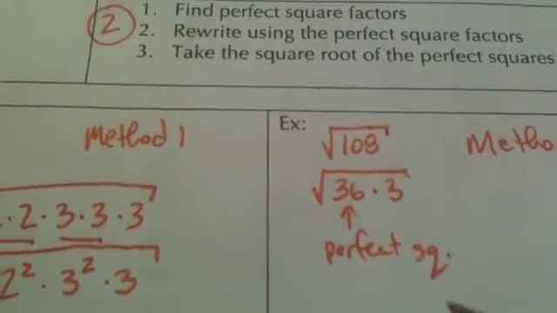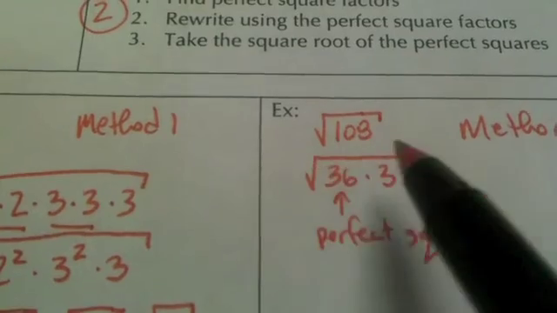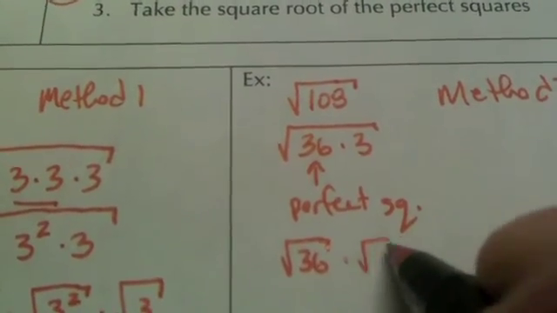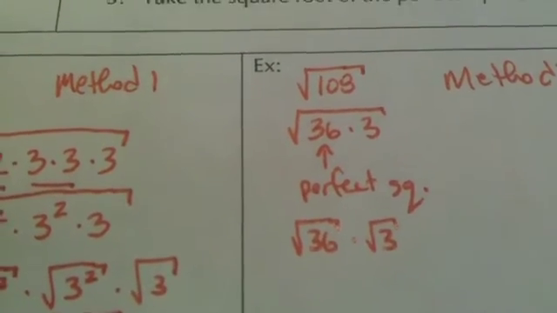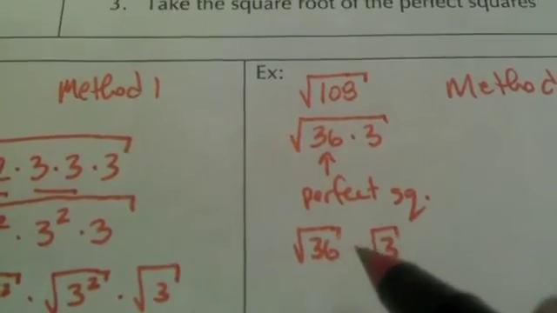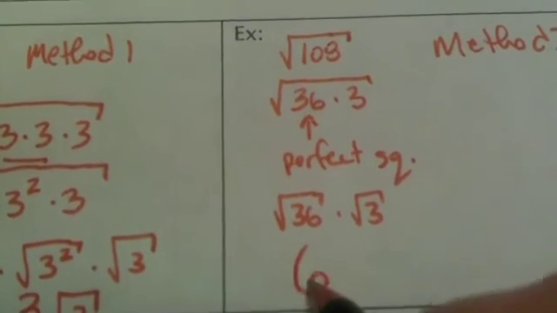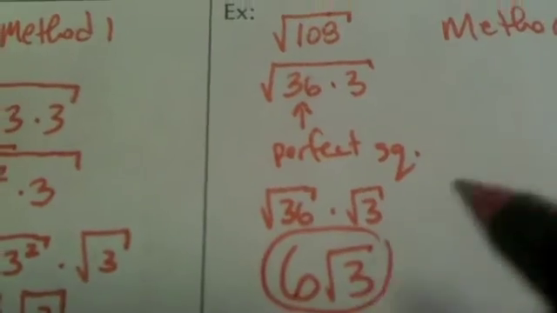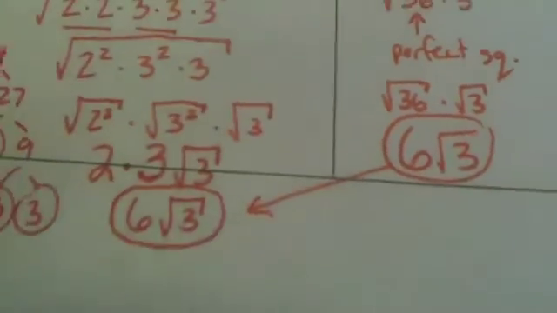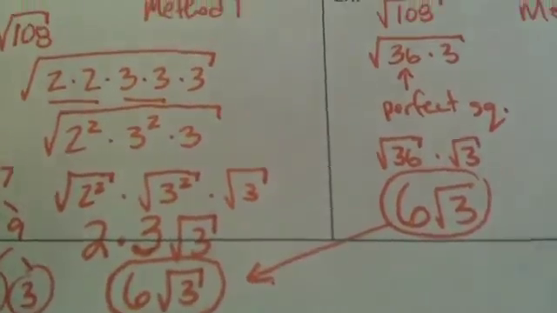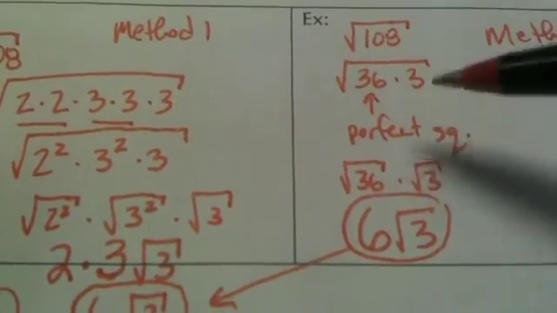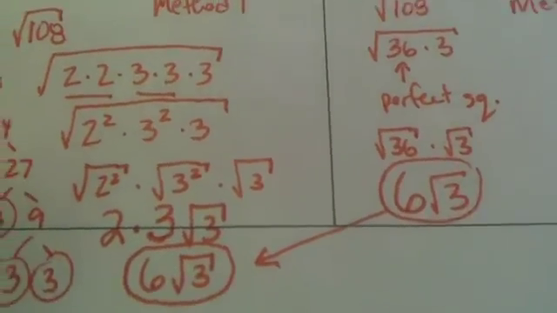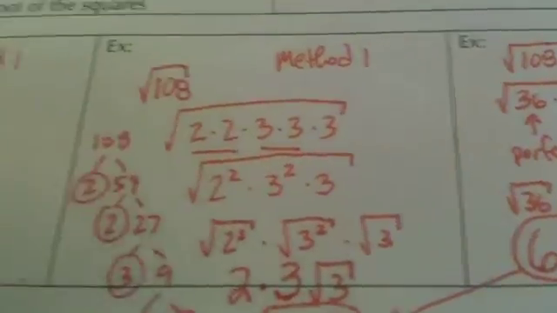All right, now remember the product rule says that if you take the square root of a product, you can separate it. Square root of 36 times the square root of 3. Well, the square root of 36 is very nice because the square root of 36 gives us the answer of 6. And 6 times the square root of 3 is exactly the same answer we got over here. So finding the perfect squares that go inside of here makes life a lot easier and makes your process a lot faster. Okay? Don't worry, you'll get more practice with this.